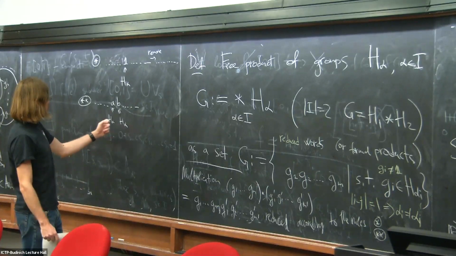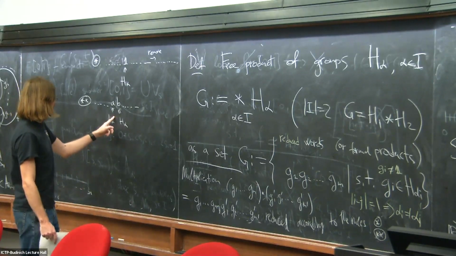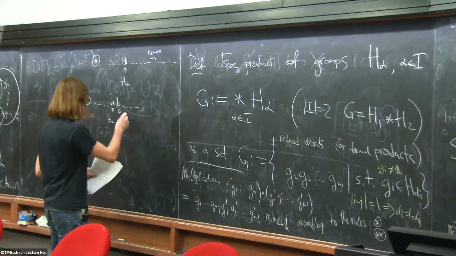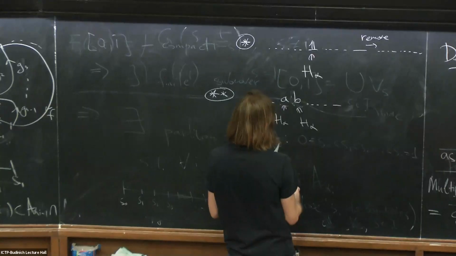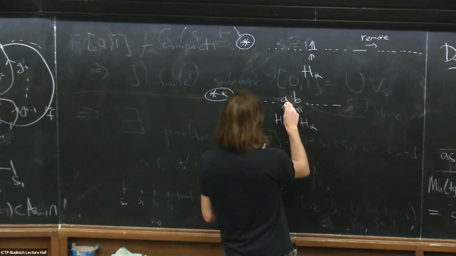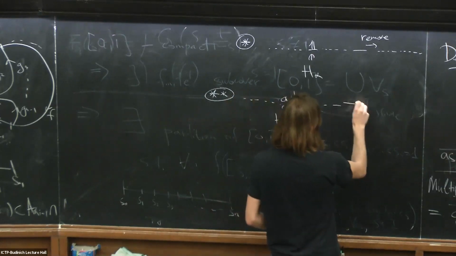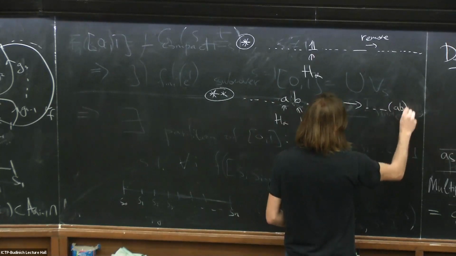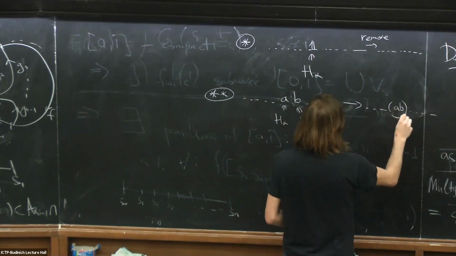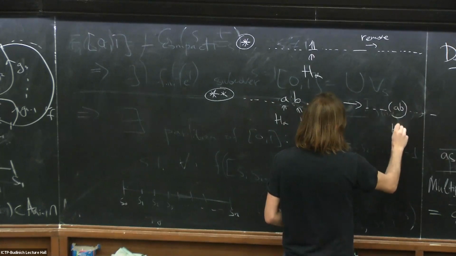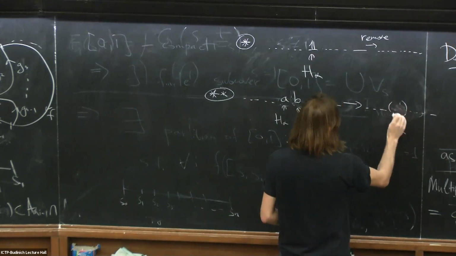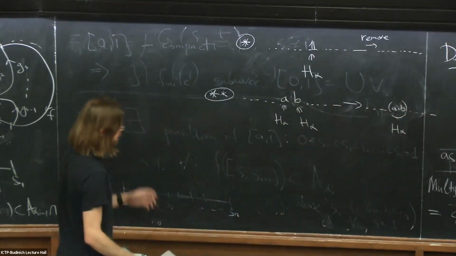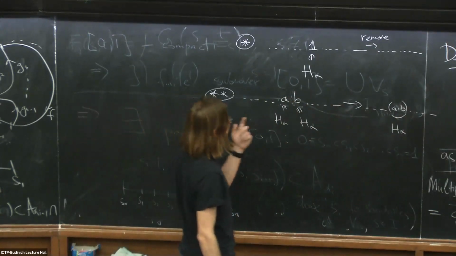Okay, so the second rule is that if you have some element in H alpha and the second element is also in H alpha, then we replace this subsequence of 2 elements with a single element, which is the result of multiplication of A and B in H alpha. This reduces both these rules.